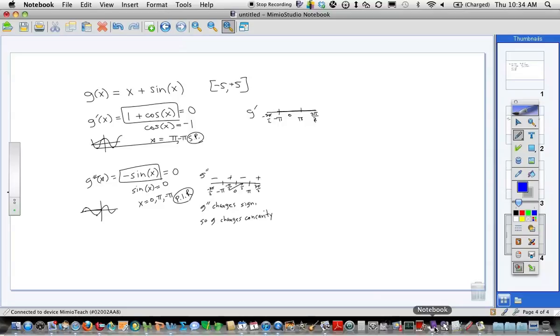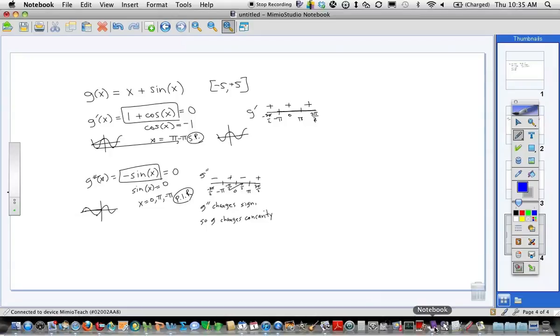So negative 3 pi halves, think about what the cosine graph looks like, or think of the unit circle. Negative 3 pi halves, back here at 0, plus 1 is 1. Cosine of 0 is 1, plus 1 is 2. 3 pi halves, cosine of 3 pi halves is 0, plus 1 is 1. So what does that mean?